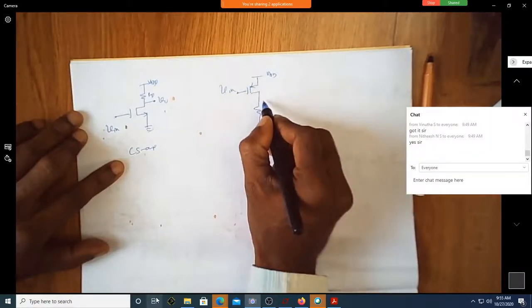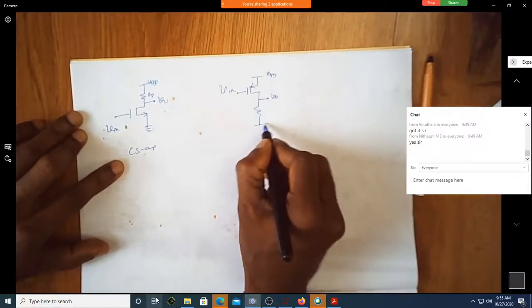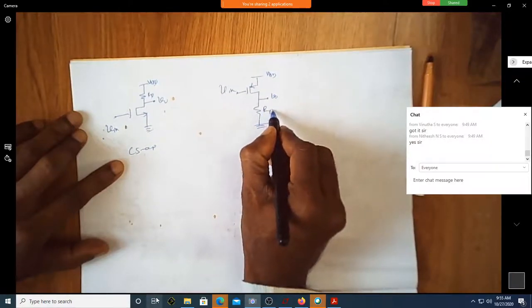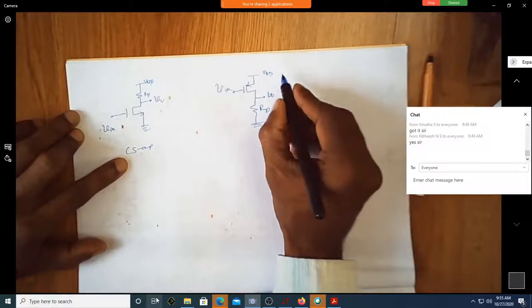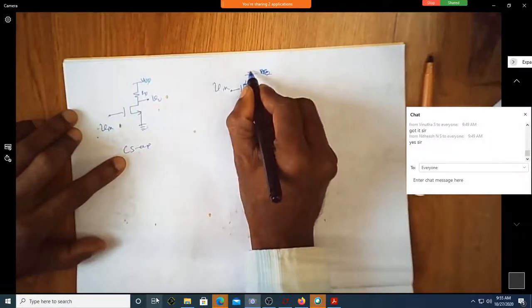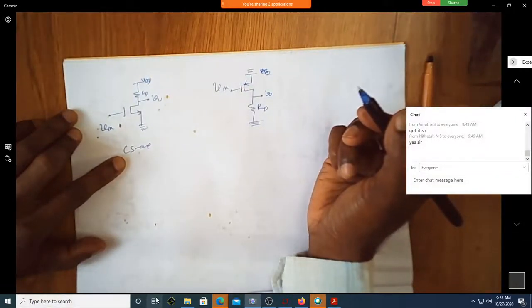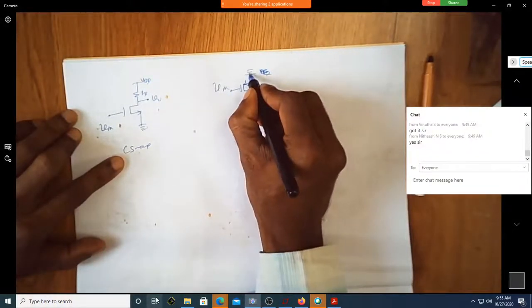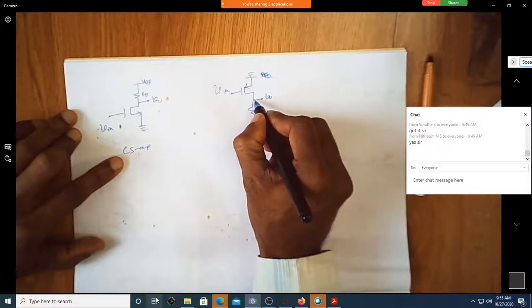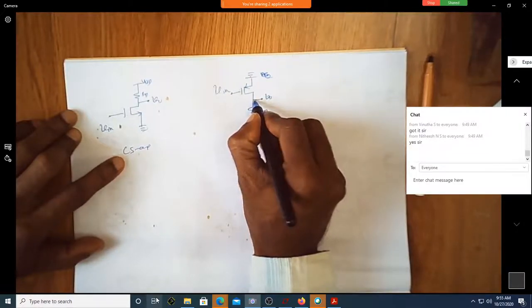You can see this is PMOS, this is V0, this is now RD. If you want to write the AC equivalent, will you ground this? Yes, sir. This is input. Are you applying the input with respect to the ground? Are you taking the output with respect to ground? Yes, sir.